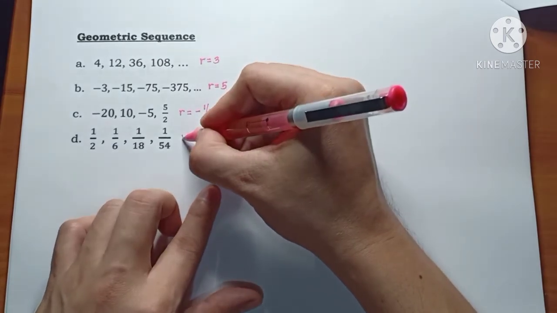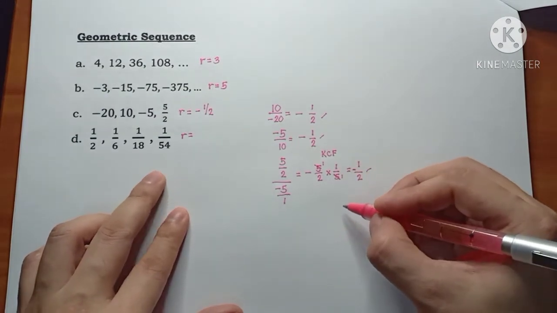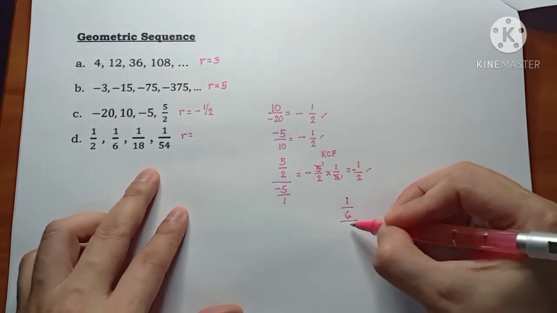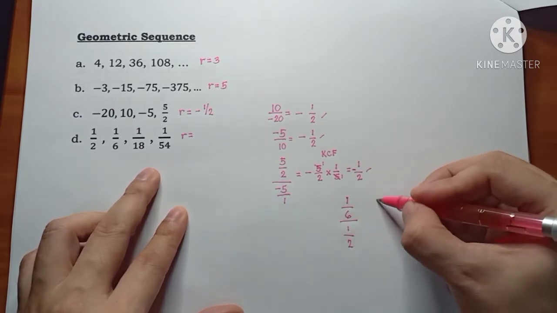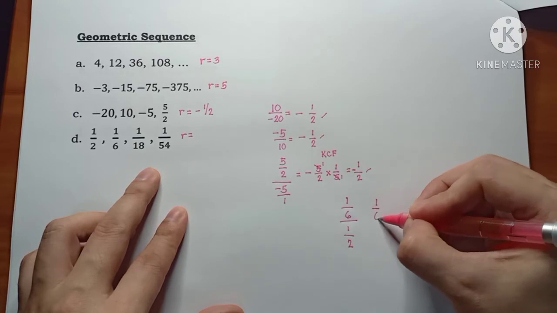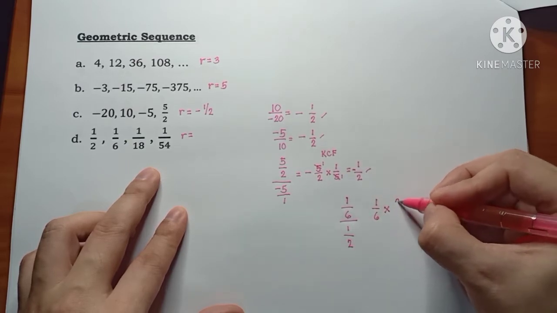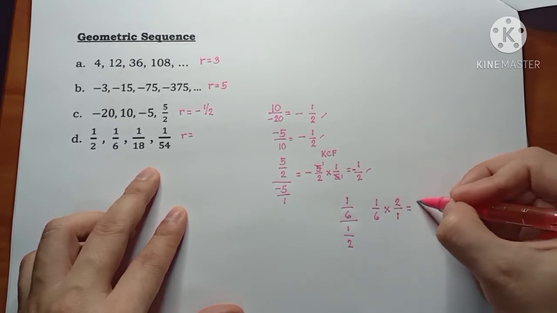How about letter D? So, letter D, 1/6 divided by 1 half. So, gamitan natin ang KCF. So, that is 1 over 6, keep, change, and then flip. So, that is 2 over 6.